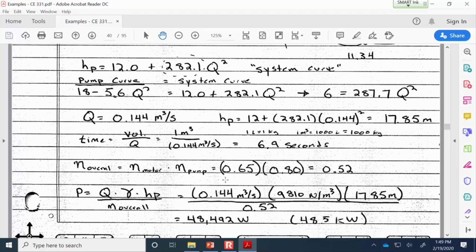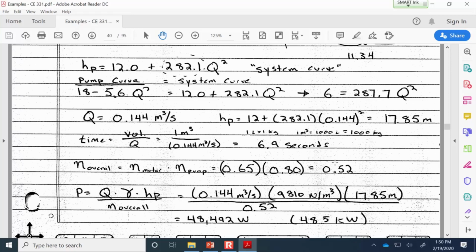And since we have a separate efficiency factor for the motor and for the pump, we combine them by multiplying the two together to find the overall efficiency factor. So this pump is going to be consuming a lot of electricity, 48.5 kilowatts. And just to put that in perspective, a typical residential home, even when the air conditioner is running, is maybe only going to be drawing 5 to 10 kilowatts. So this single pump is taking between 5 and 10 times as much electricity as a house on a hot summer day. So that's what it takes to lift 1,000 kilograms of water that distance in just 7 seconds.